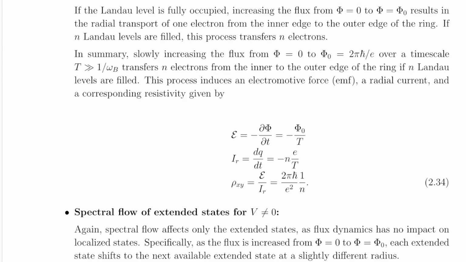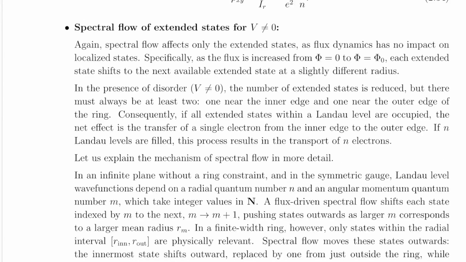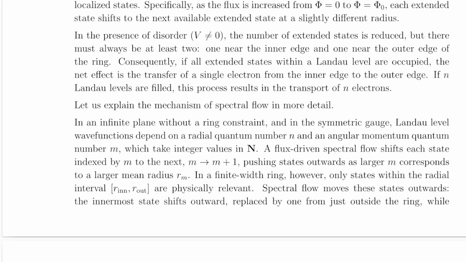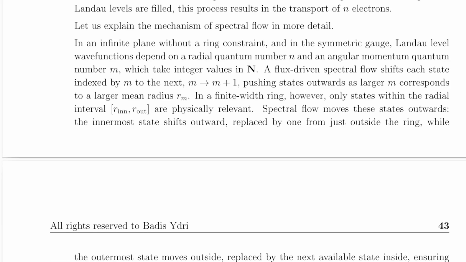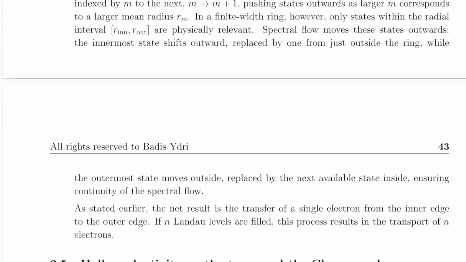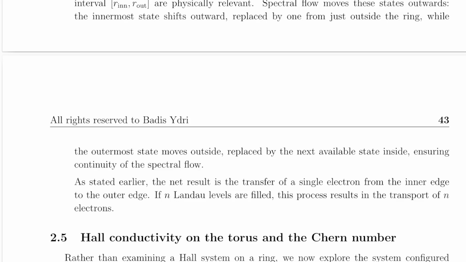Even in the presence of disorder, the picture remains similar. The number of extended states is reduced, but there are always at least two, one near the inner edge and one near the outer edge. Spectral flow still shifts these states, transferring electrons across the ring. Thus, whether the system is clean or disordered, slowly increasing the Aharonov-Bohm flux by one quantum causes a net transport of electrons, a beautiful demonstration of topology, quantum mechanics, and geometry all coming together.